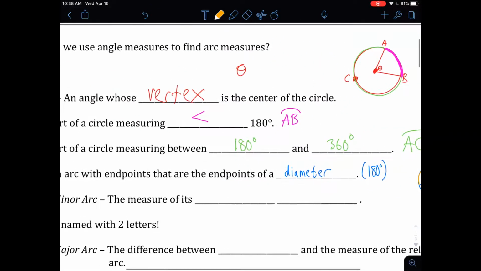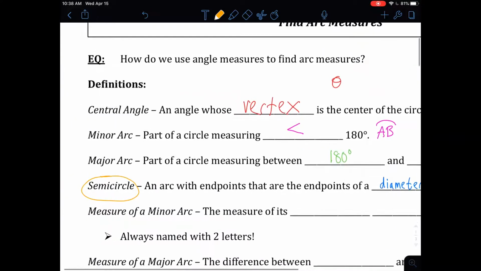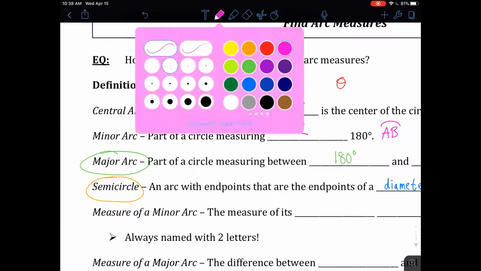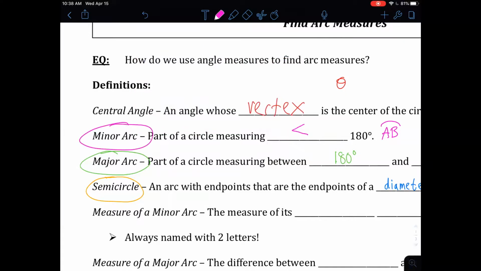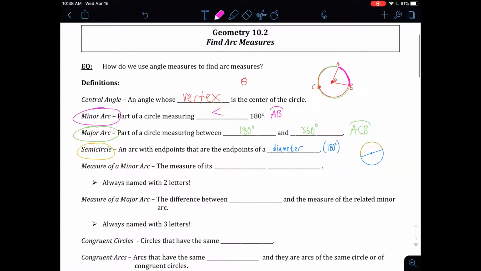So the semicircle is in orange. Major arc is in green. Minor arc is in pink. Okay? All right, so hopefully that makes sense. It's basically just parts of the circle. We're breaking down different parts of the circle.